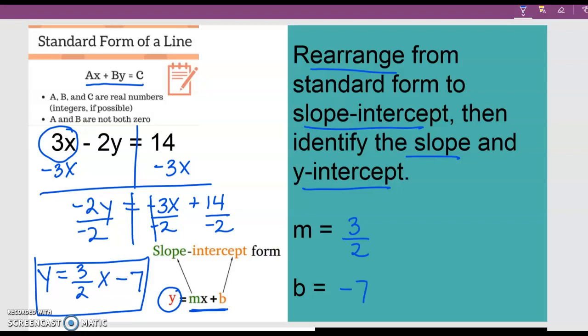So notice, in order to rearrange from standard to slope-intercept, there's two steps. Number one, you move the x term, either adding or subtracting it, doing the opposite of whatever it is. So since it's a positive 3x, we subtracted it from both sides. Then the second step is going to be to divide away whatever is in front of y, and we got to make sure everything gets divided by that number, and then you should have y by itself.